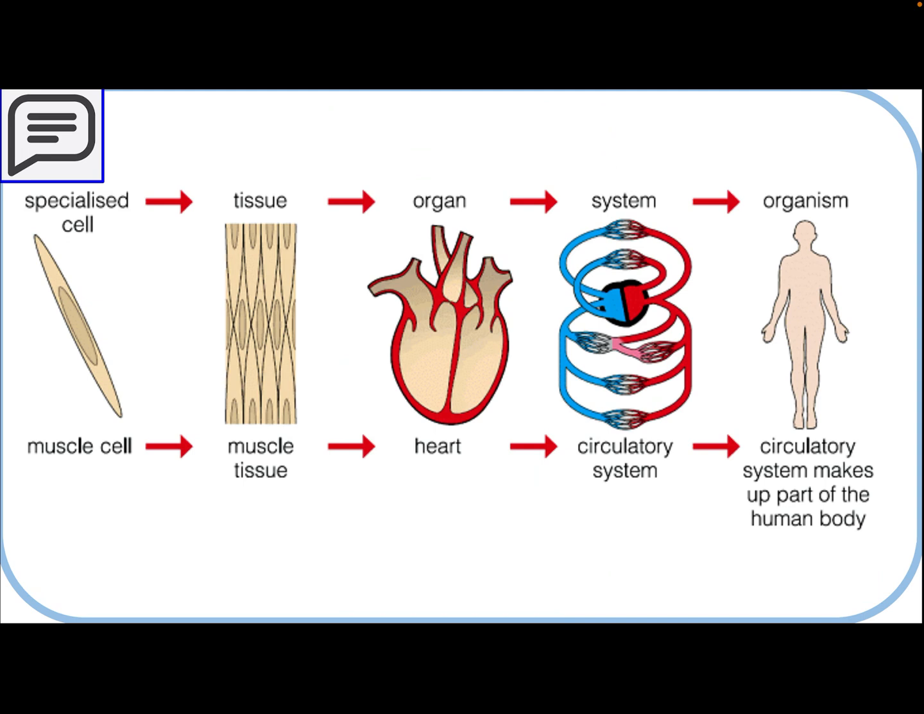So if we look at this particular example, we have a specialized cell called a muscle cell, and several muscle cells work together to form a muscle tissue. And different tissues, muscle tissue and fat tissue, will work together to form an organ like the heart. And the heart is part of a system, so it works together with arteries, veins and capillaries to form the circulatory system. And then the circulatory system makes up part of the human body and works together with other organ systems to keep us alive.